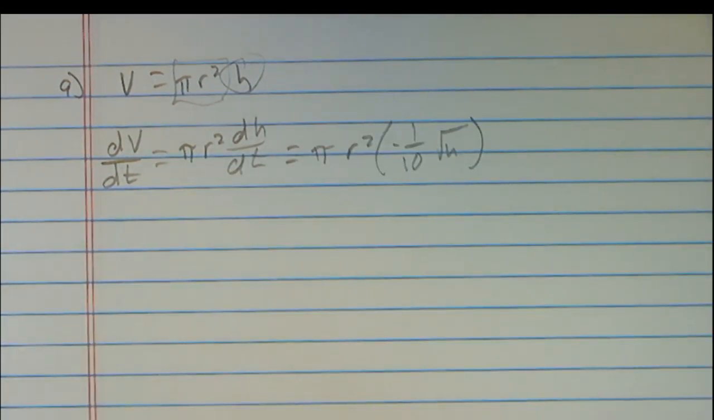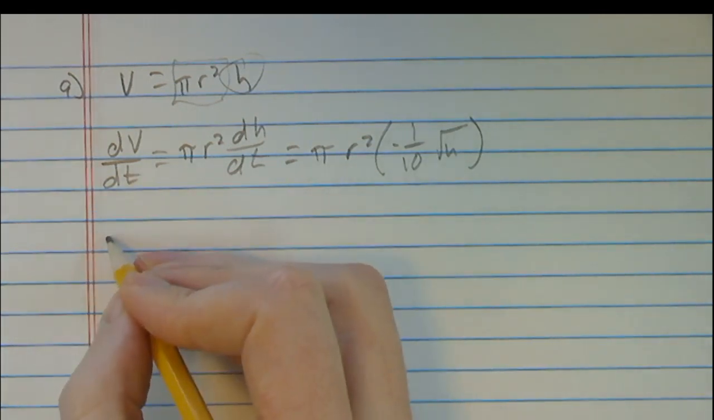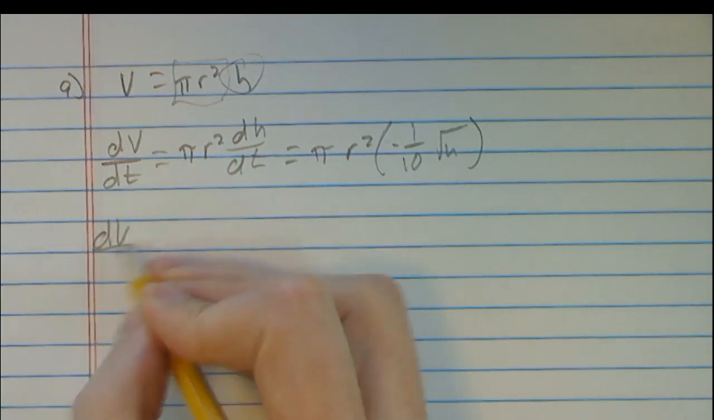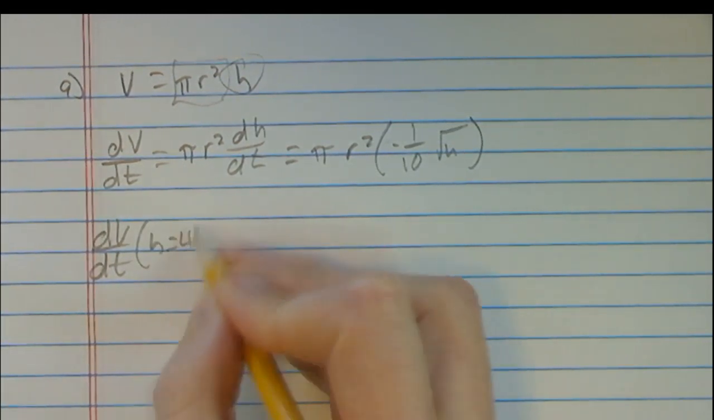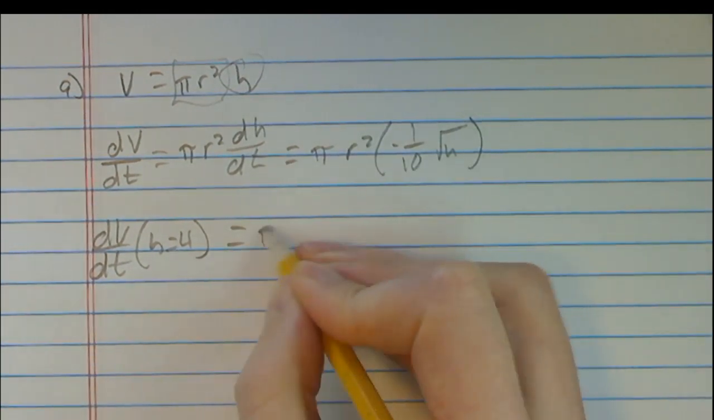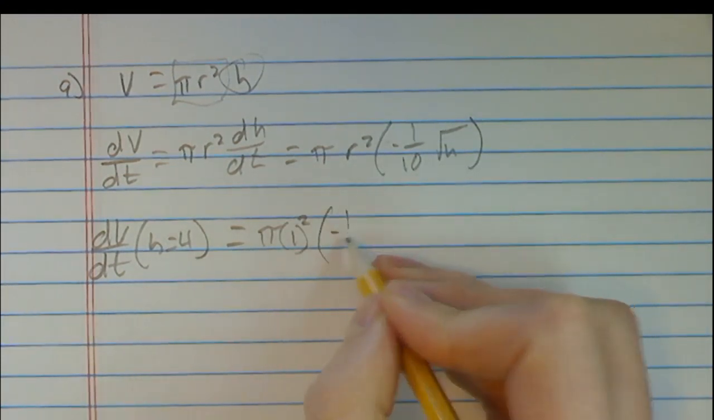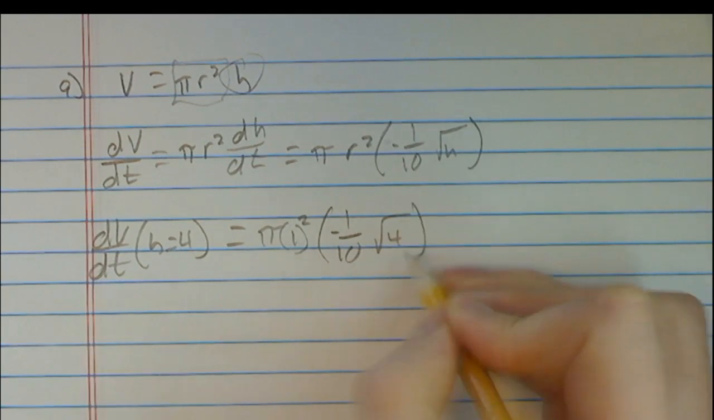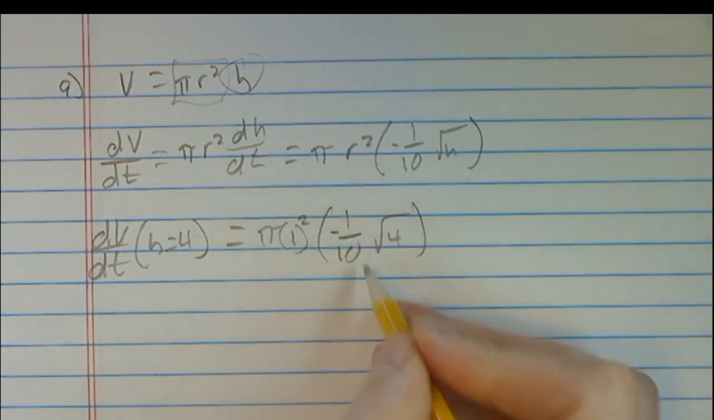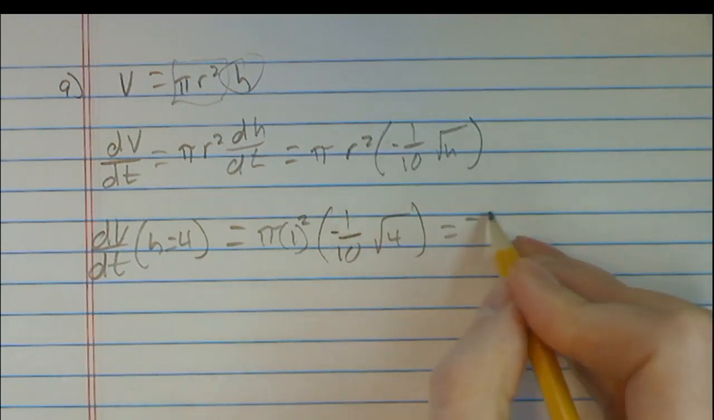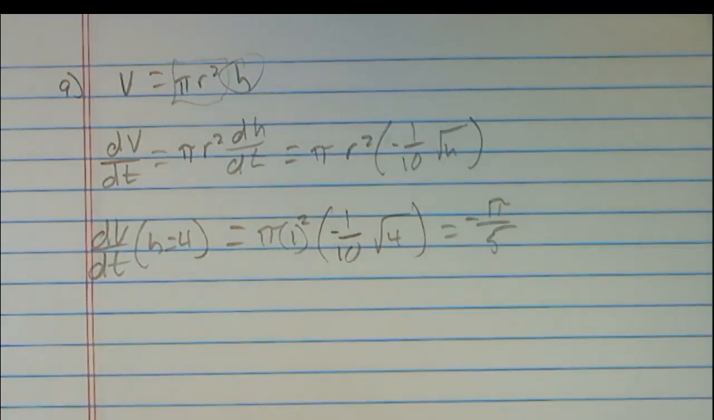So this is our derivative with respect to time, listed in a form that we can actually do something with, because we're told to find the rate of change of the volume when the height is 4. So dV/dt when h equals 4 is pi. The radius is 1, so 1 squared, times negative 1/10 square root of 4. This ends up being 2 over 10, which is 1 over 5, so we're at negative pi over 5.